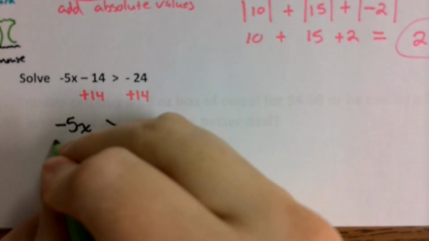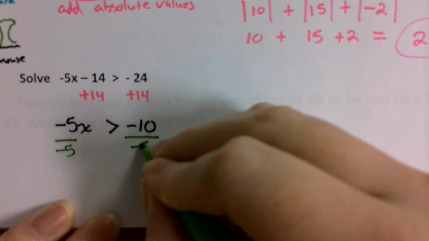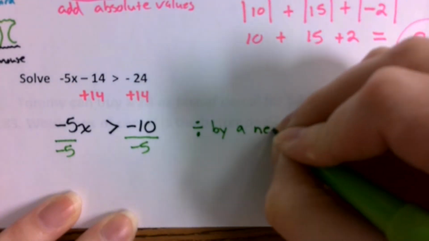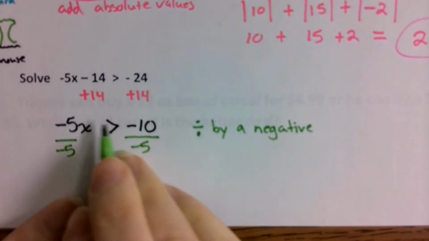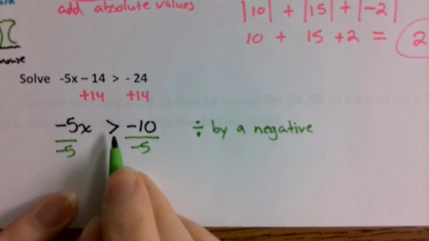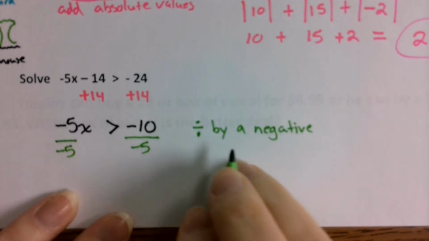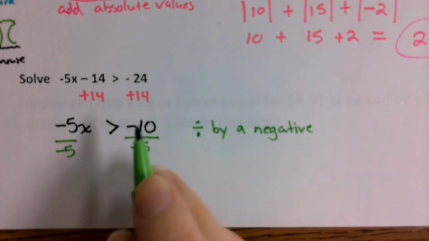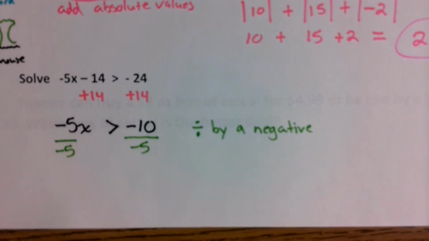Okay, I'm going to divide both sides by a negative 5. I'm going to divide by a negative. So when I divide by a negative, am I going to keep the inequality or flip the inequality? Yeah. Flip. When you divide by a negative, you flip. When you multiply by a negative, you flip. If you multiply or divide by a positive, you keep. Okay, the negative has an impact.